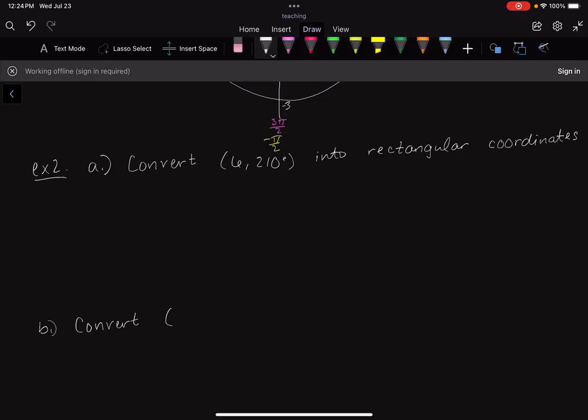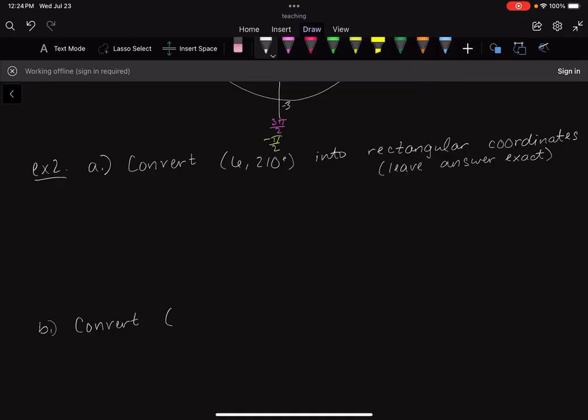I want to pick a good one. I always like to do some where maybe you do have to use a calculator and some where you don't. This one, I would say leave your answer exact because you don't need a calculator for this one. 210 has a reference angle of 30 degrees. So there's no reason to use a calculator for that.